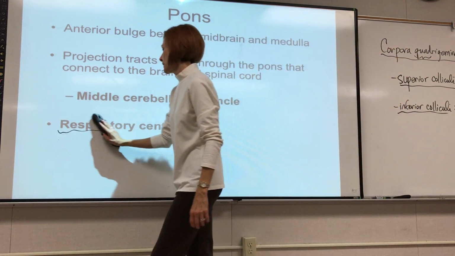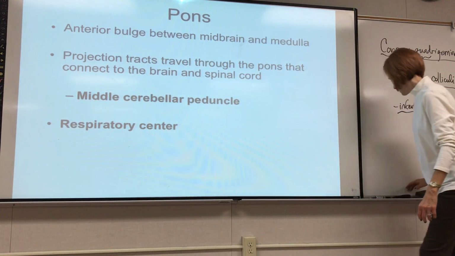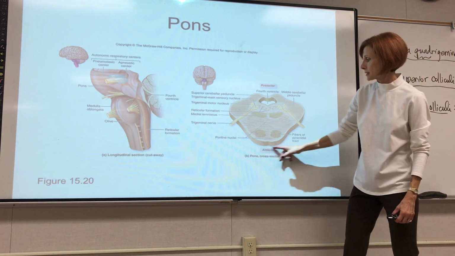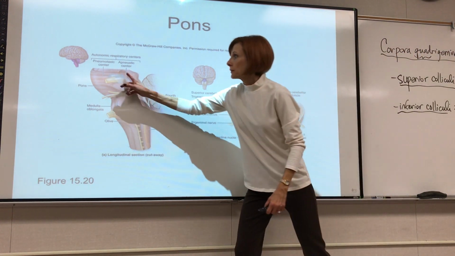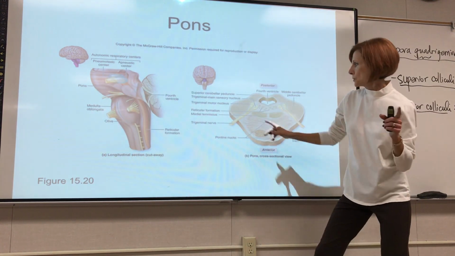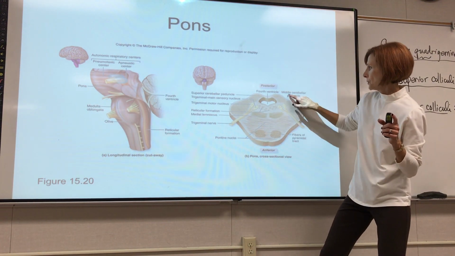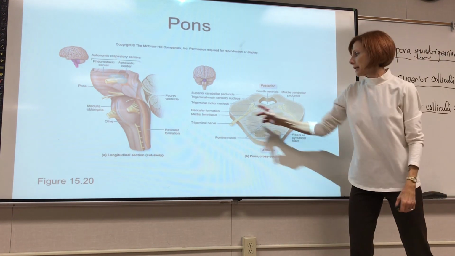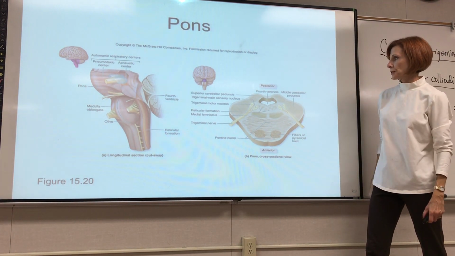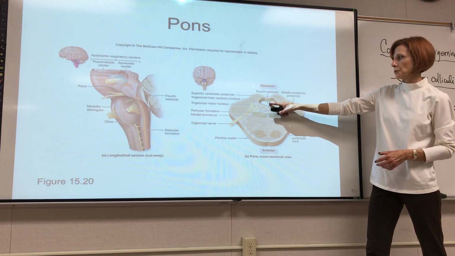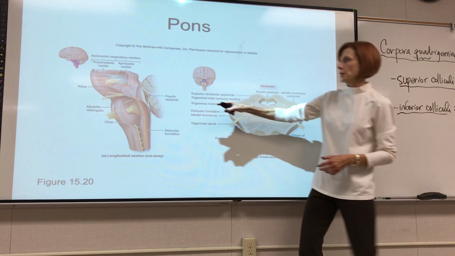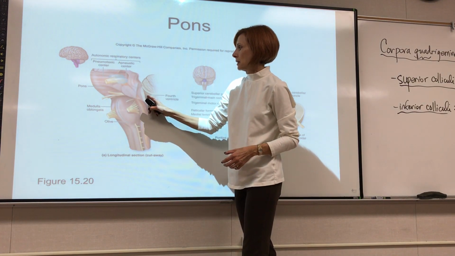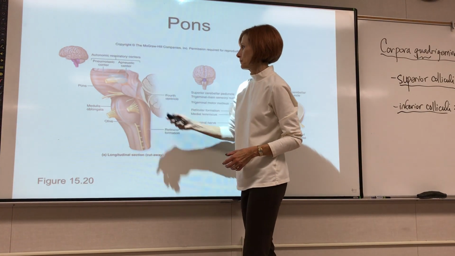Okay, so let's go down into the medulla, and this is a diagram showing the pons. It's kind of got that big anterior bulge that sticks out here. And notice, you can see how the middle cerebellar peduncles kind of make it look wide here laterally. Okay, so we'll come back to those. This is the fourth ventricle, which is located just behind the pons and the medulla. And then this would be the cerebellum.